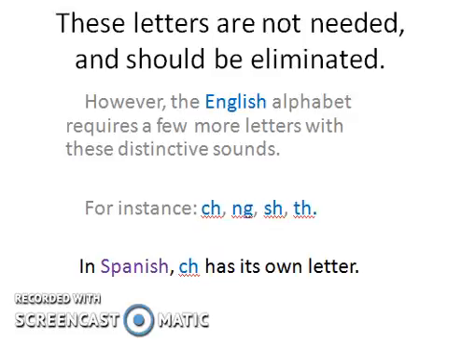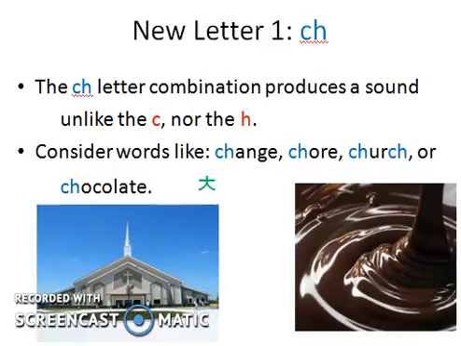For instance, ch, ng, sh. In Spanish, ch has its own letter. The new letter, ch. It produces a sound unlike the C or the H. Consider change, chore, church, or chocolate. In Korean, the symbol for ch is that.